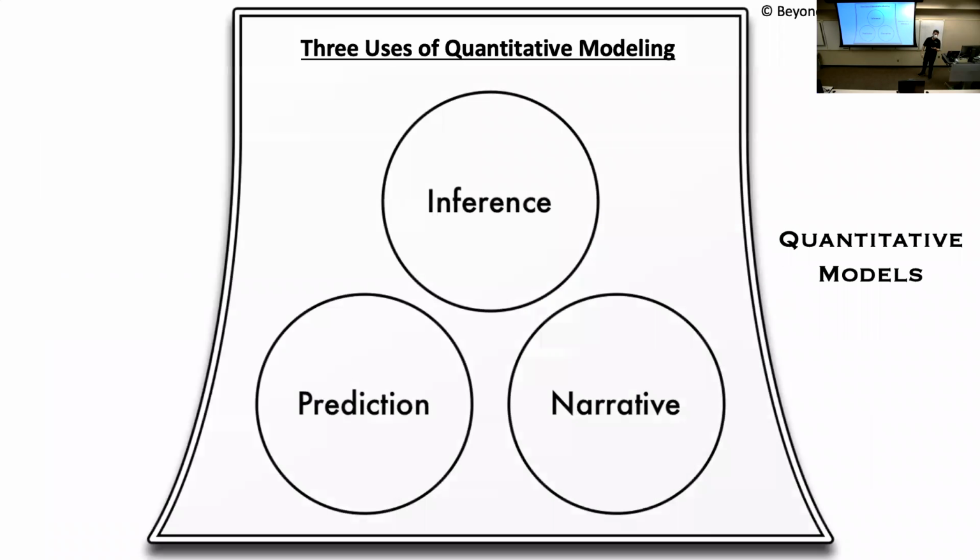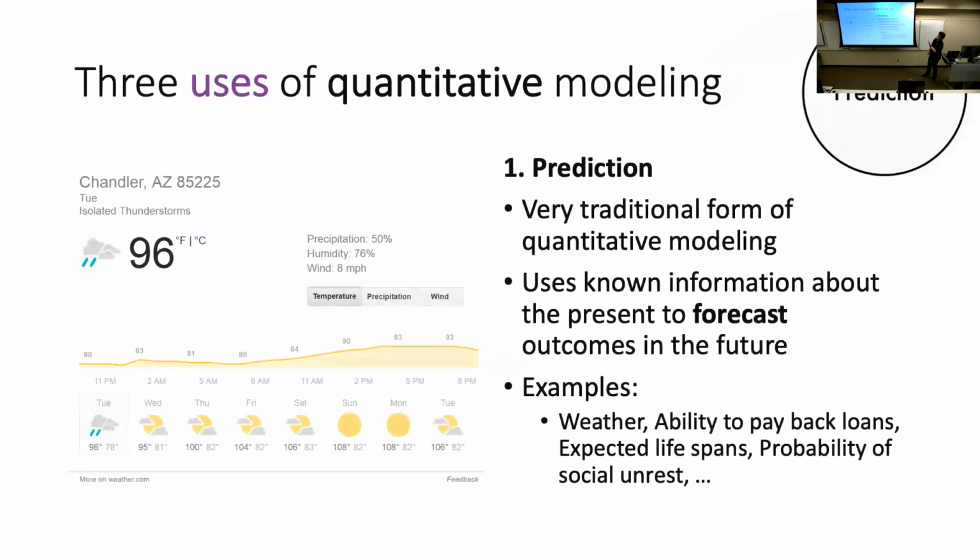So what are the types of quantitative models, and what are they used for? Well, we're going to use quantitative models, or at least talk about their use, for 3 different purposes: inference, prediction, and narrative. And what do I mean by that? So for prediction, this is like when you wake up in the morning and you want to know what the weather is like. Well, they use sophisticated quantitative models to look out at the weather conditions and then make a prediction on how the weather is going to be throughout the day, maybe throughout the rest of the week.